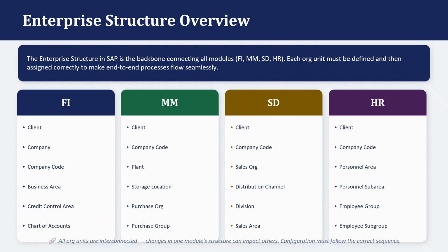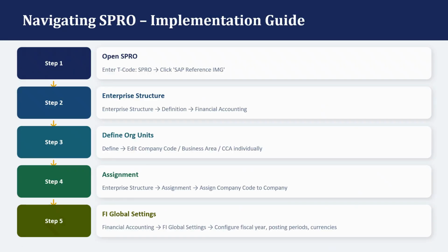All organization units are interconnected. Changes in one module structure can impact others. Configuration must follow the correct sequence. Navigating SPRO is one of the most important things we need to do to implement the configuration. Open SPRO, the transaction code.